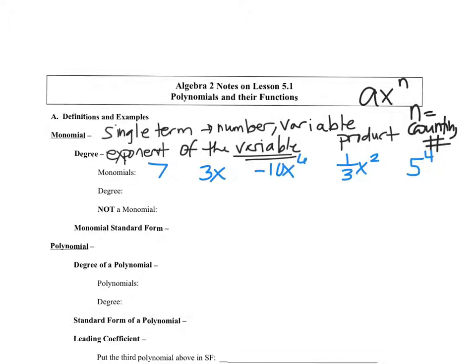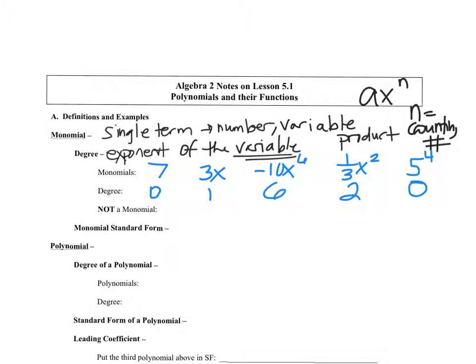So the degree of 7, you have to look at the exponent of the variable. 7 doesn't have a variable, so its degree is what? 0. Perfect. What's the degree of 3x? What's the exponent on that variable? There is none. There is, though. 1. We just don't write it because it's automatically known. So the degree of 3x is 1. What's the degree of negative 10x to the 6th? 6. Perfect. The degree of 1/3 x squared? 2.